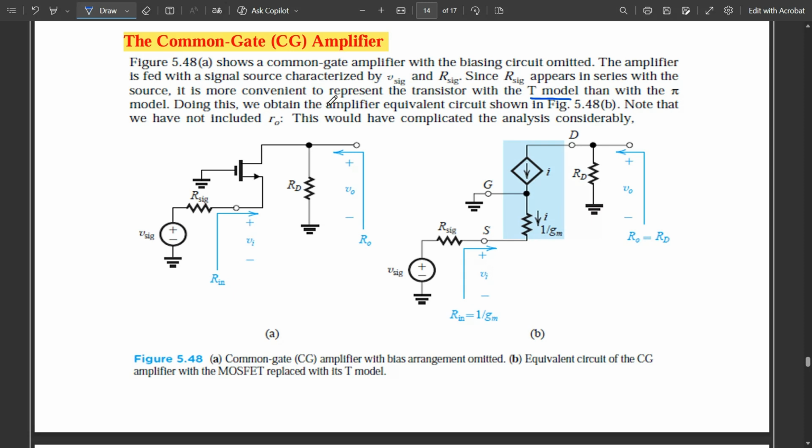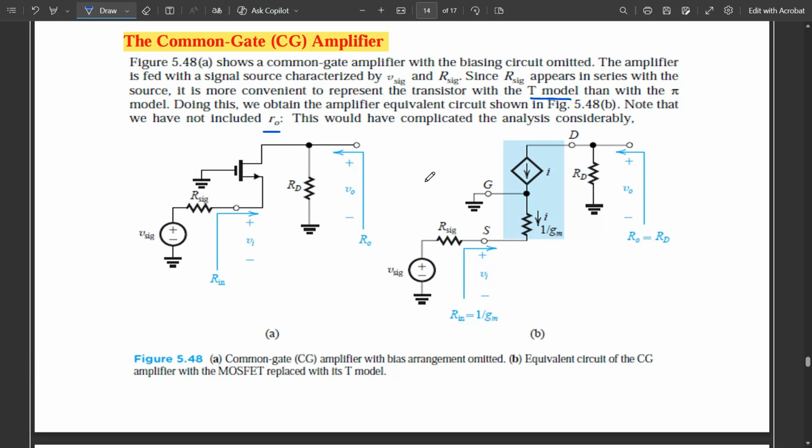So doing this, we can obtain the amplifier equivalent circuit as shown in this figure. Note that we have not included r_o. This would have complicated the analysis considerably. So that's why the r_o parameter is not mentioned here. So this is that figure here.